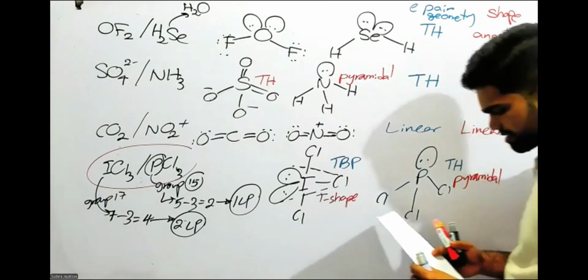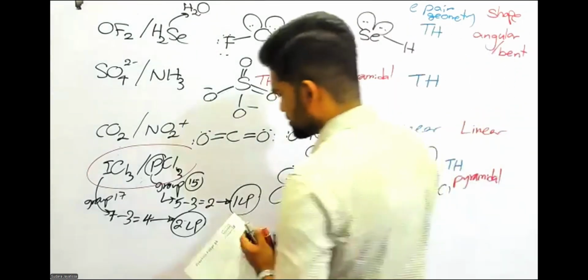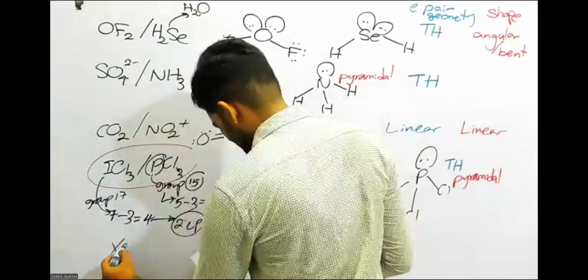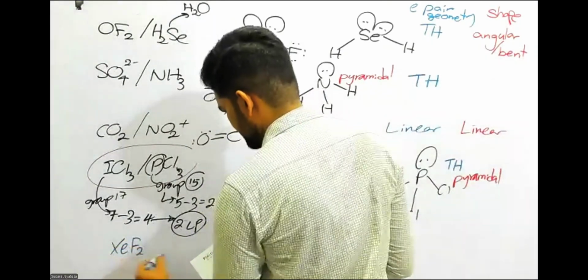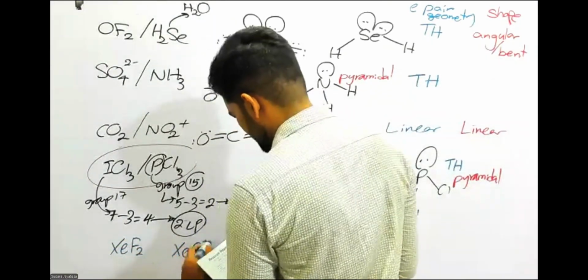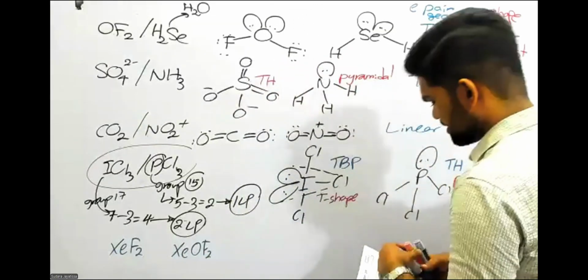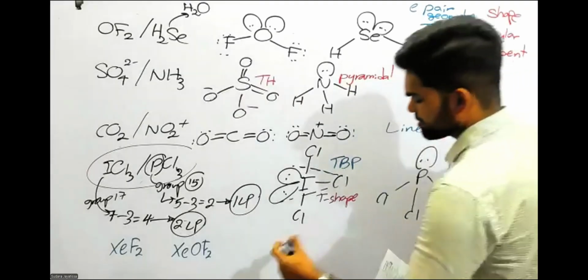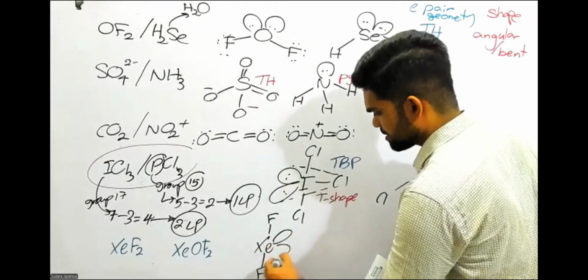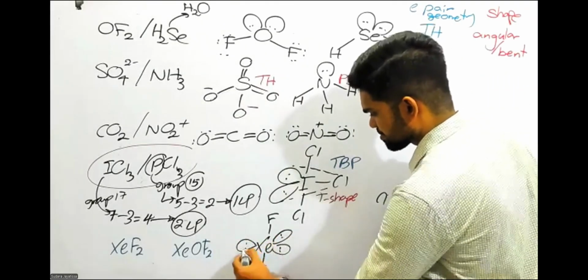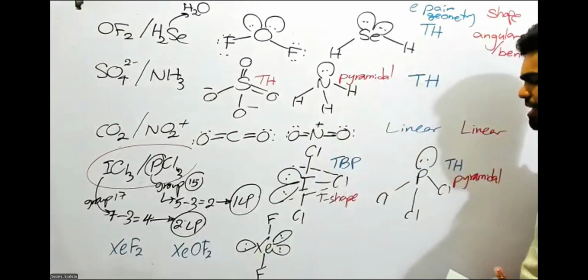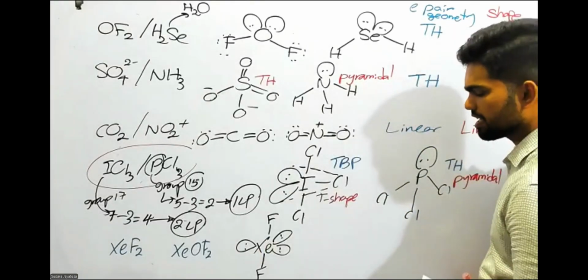Okay, and one last two questions: XeF2 and XeOF2. Now let's see. XeF2, and you have 3 lone pairs. Okay, linear shape, trigonal bipyramidal electron pair geometry.